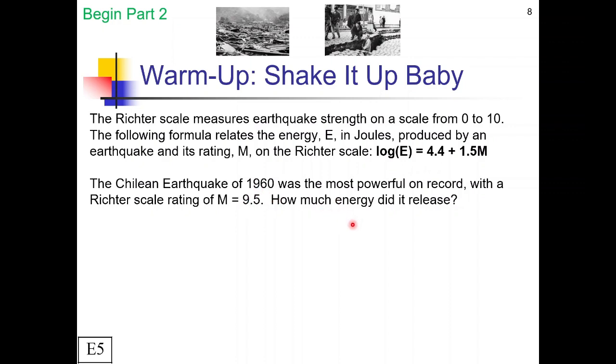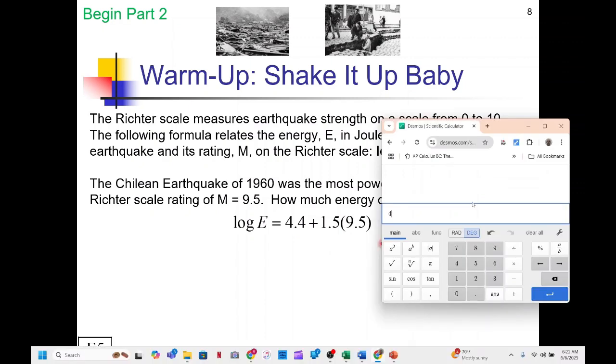All right, so if we want to know how much energy we released, we're solving for E, so that means we have to replace M with this 9.5. And all we really have to do to get E, well, E is already by itself sort of, it's trapped inside this log. We really just have to simplify this other side as our next step. So let's go to Desmos and start doing that. So we've got 4.4 plus 1.5 times 9.5 comes out to 18.65.